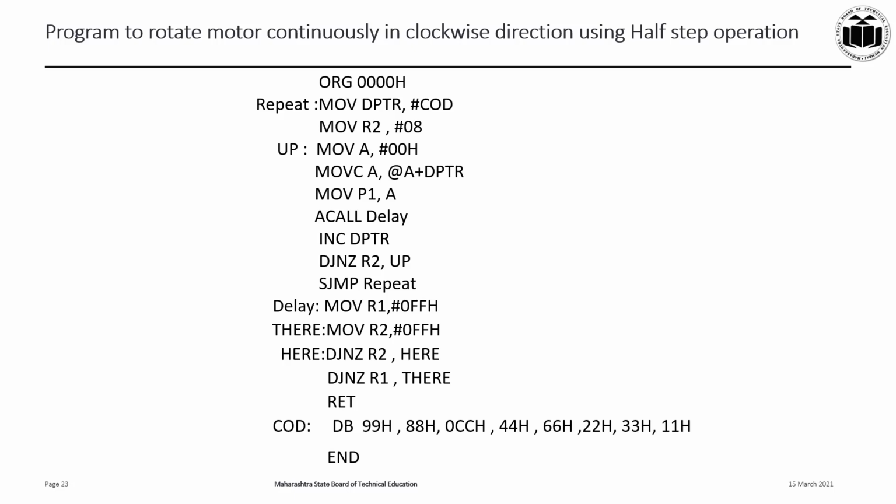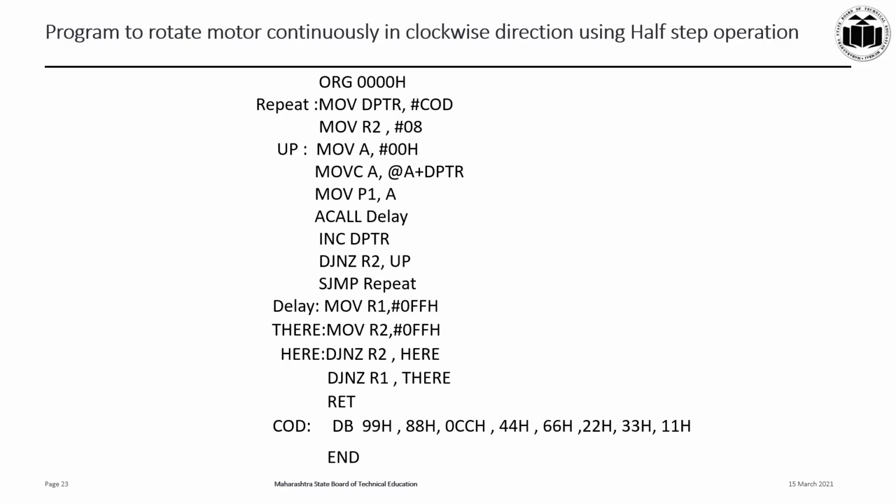ORG 000H starts the program at location 0. MOV DPTR, #COD is initializing the data pointer register with the starting address of the step code. So MOV DPTR, #COD actually points to the first step sequence, that is 99H. MOV R2, #08 acts as a counter because we need to send 8 step sequences. The count is set to 8.